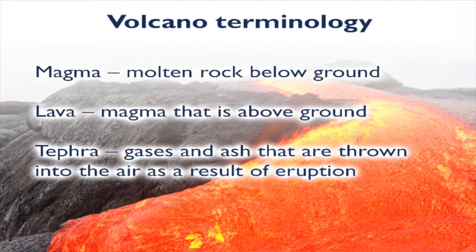There's another new term that I like to share with you as well. It's called tephra. T-E-P-H-R-A, tephra. And what that is, is gases and ash that are thrown into the air as a result of the eruption. So what we're really seeing is what looks like the smoke or the plume that comes out of a volcano. Tephra is that set of gases and ash that are in that plume.